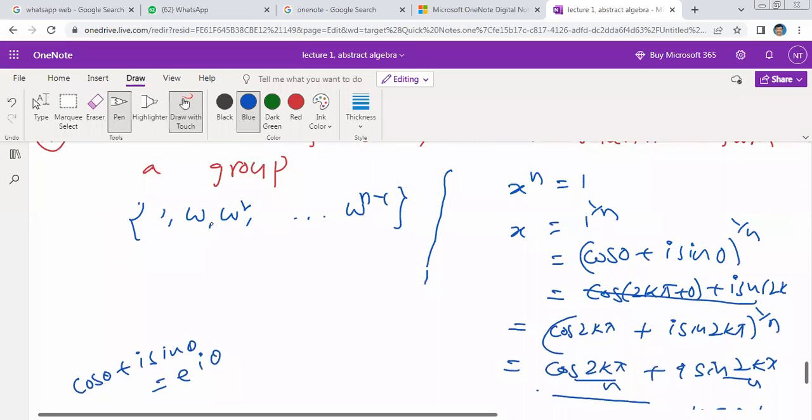Now come to here. This means 1, omega, omega square, up to omega power n minus 1 are the nth roots of unity. Omega is equal to e to the power of i 2 pi by n. This is the concept.